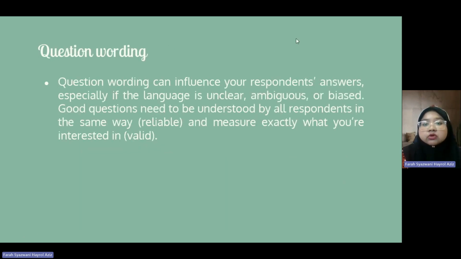So next is about question wording. Question wording can influence your respondent's answer, especially if the language is unclear, ambiguous, or biased. So good questions need to be understood by all respondents in the same way, so it is reliable, and measure exactly what you are interested in, which is to make it valid.